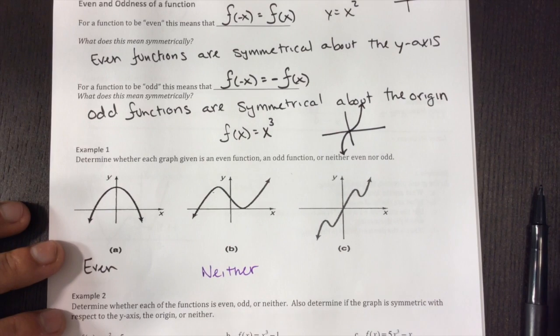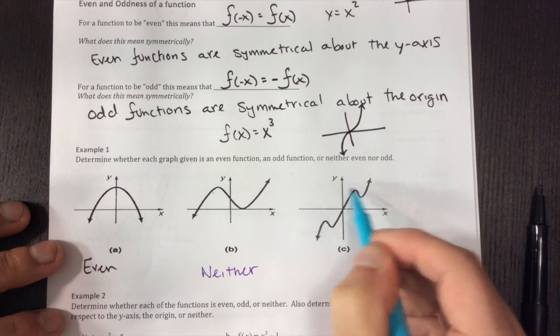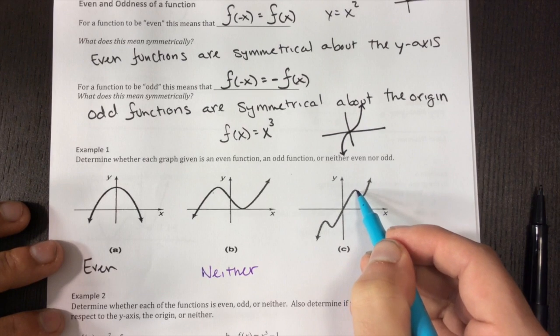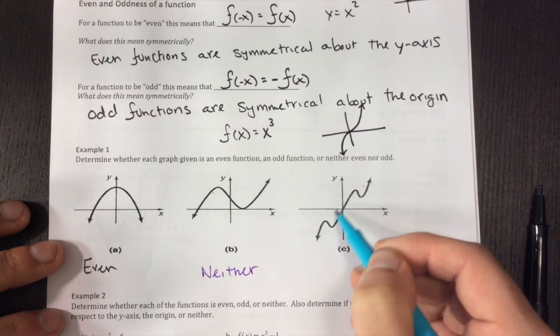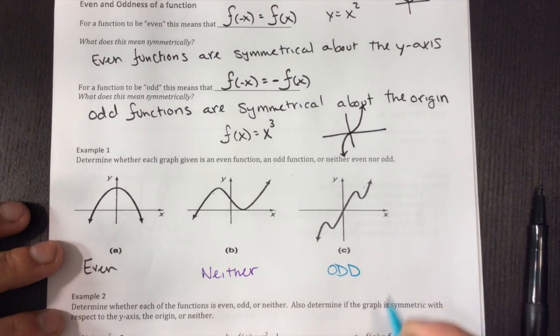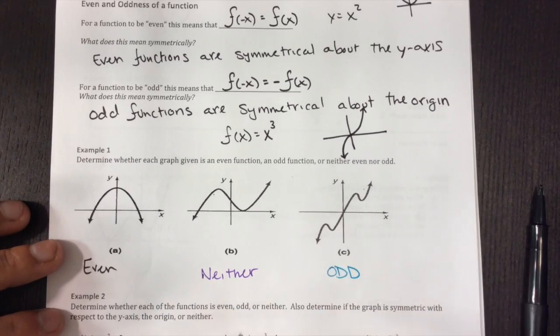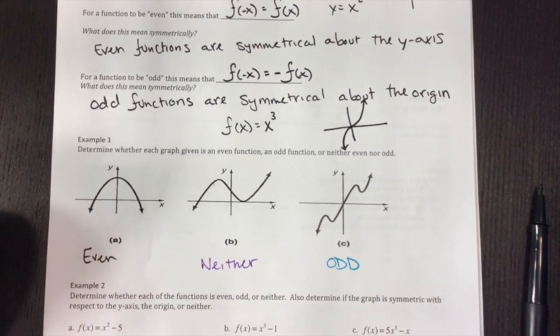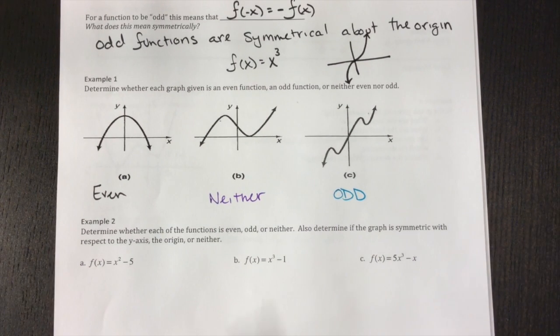And then for C, we can look at this, and it's definitely not even, but if we folded this over the origin, we're going to get this to be matching up. If it's symmetrical about the origin, it's going to be an odd function. So A is an even function, B is neither, and C is odd. So 2, what if we aren't given a picture? How do you tell if something is an even function or an odd function or neither?